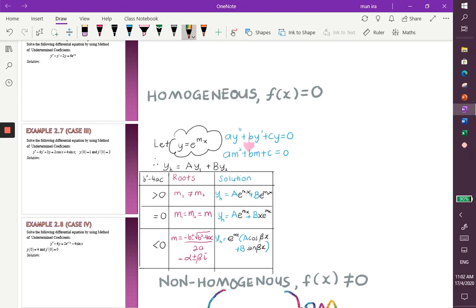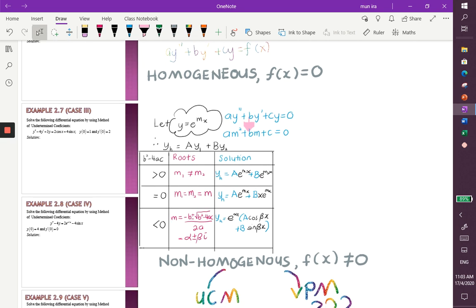I'm going to discuss variation of parameters, but before that, let us take a look at the homogeneous equation of second order first. The standard form of second order is given by ay'' + by' + cy = f(x), and f(x) can be 0 or non-zero.